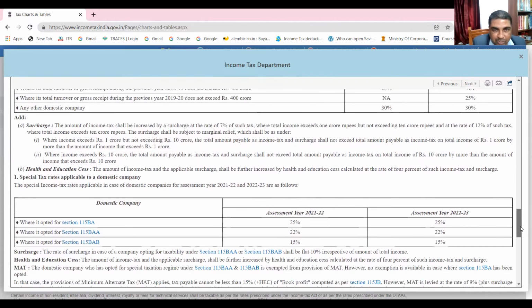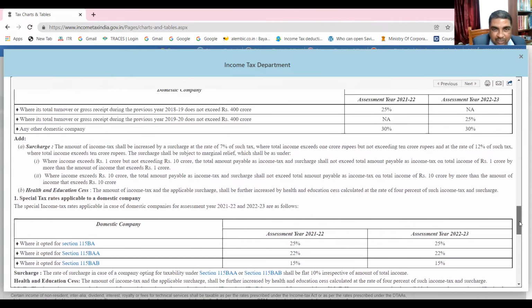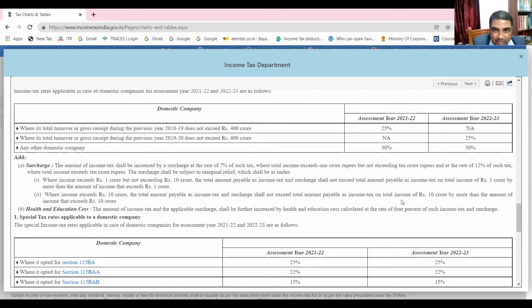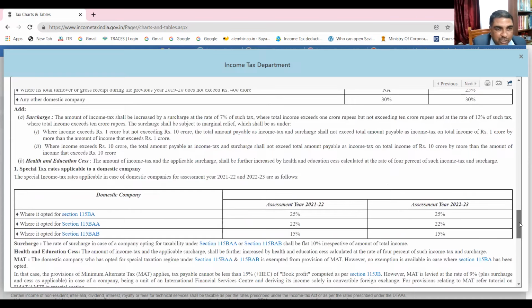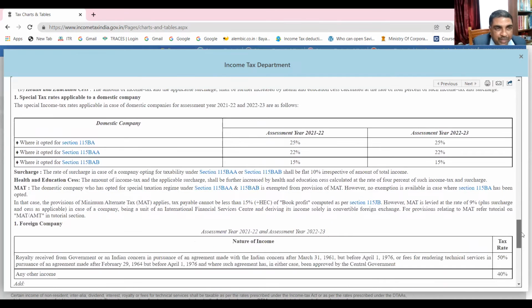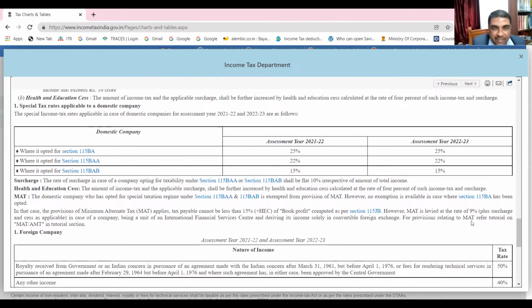Okay, that is the amount of surcharge. I'll tell you this thing. You can see it here. 7%, 12%. Okay, that is what I told you. And there are some specific situations where these companies may pay tax at special rates. That means it may be 25%, maybe 22%, maybe 15%. I will come back here and show you that.